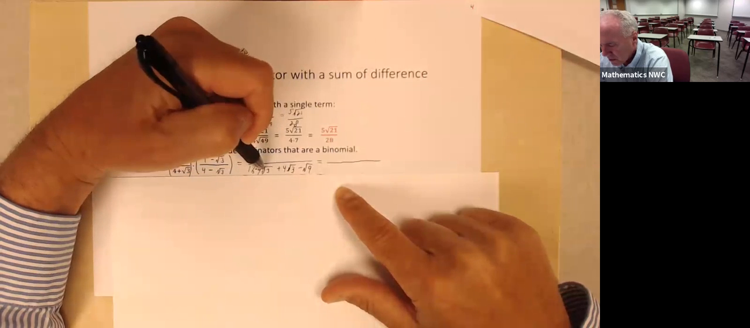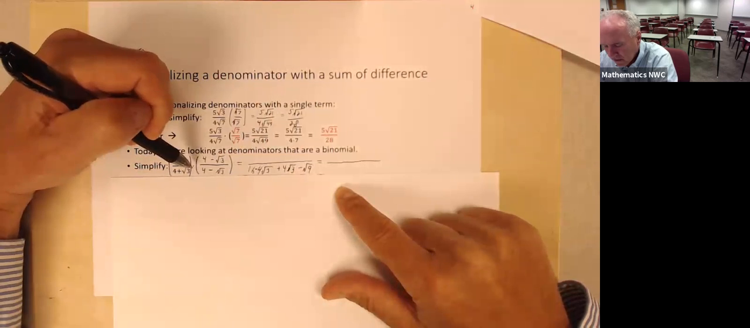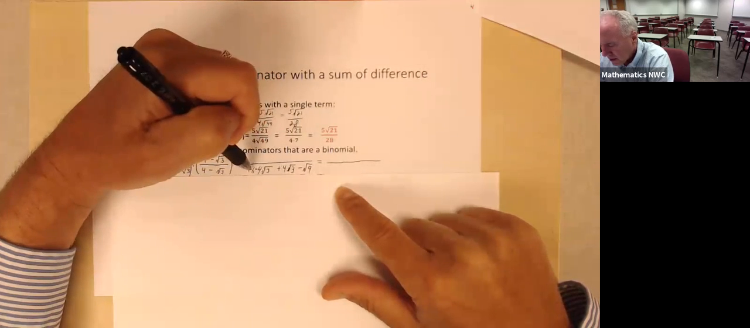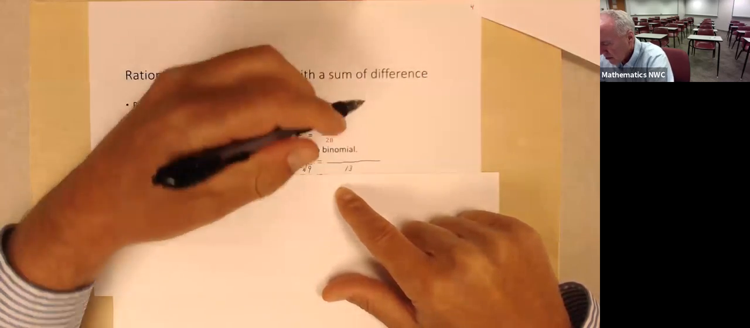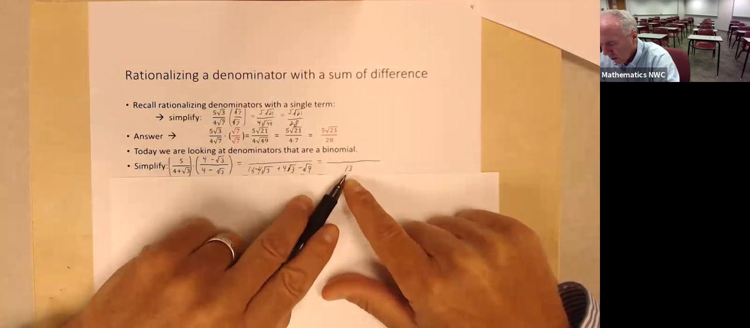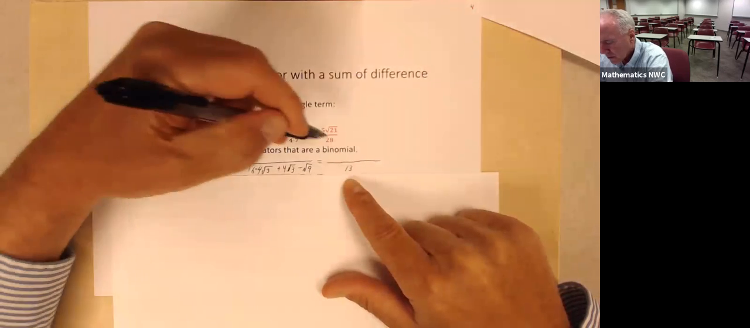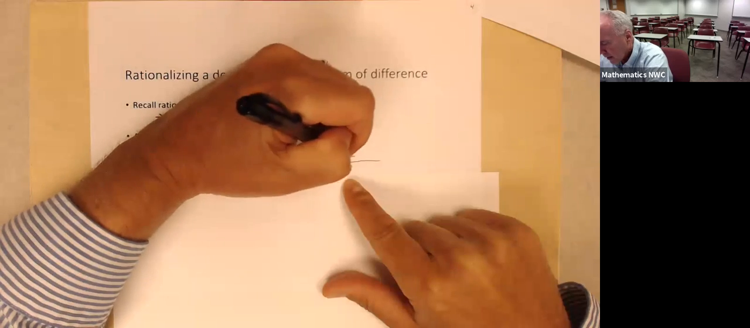Notice these two terms in the middle cancel out. That always happens when you multiply by conjugate. This is 16 minus 3 leaves you 13. Notice my denominator no longer has a radical in it. The numerator is 5 times 4 and 5 times the radical, giving me 20 minus 5 radical 3.